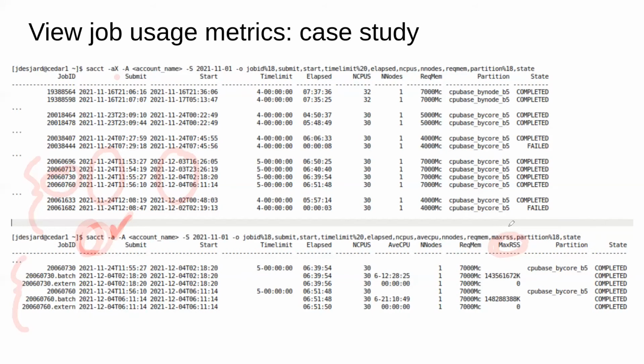Then I've added the max RSS to the output. And I can see that although these jobs were requesting 210 gigs per core, they were actually only using under 150 gigs per node. Okay? This means that this request could be reduced substantially in terms of its memory set.